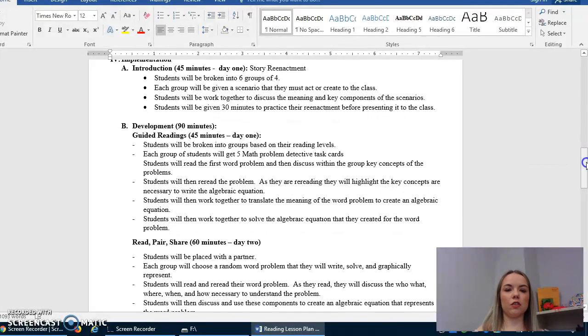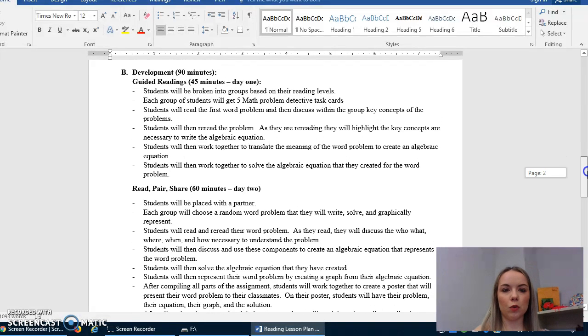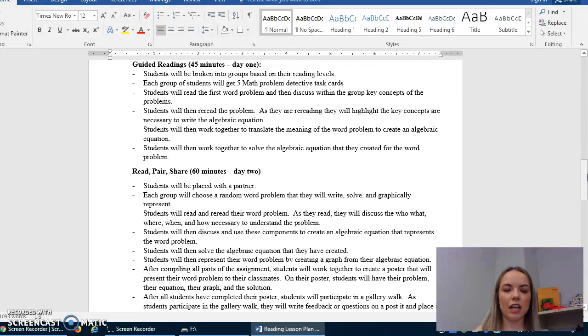After we've done that, introduced the lesson, and gotten students excited about word problems and how we can make a good time out of them, we're going to do some guided reading. This will be the second half of the class. Students will be broken into groups based on their reading levels. I can get access to the students' WIDA scores, so I can know what their reading levels are. Each group will get 5 math detective task cards.